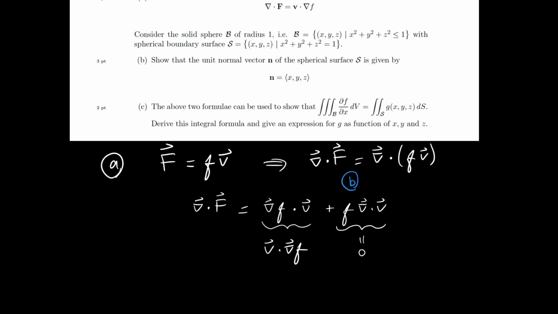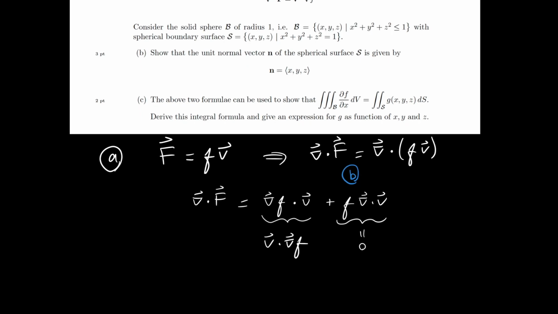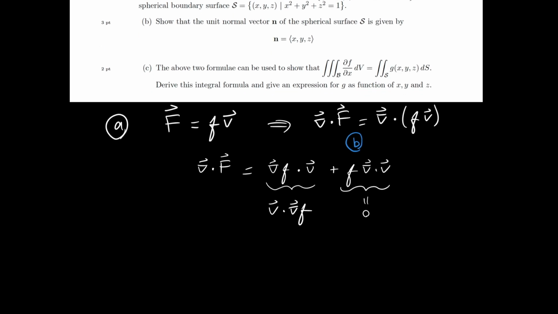So that definitely answers part A. So we go to part B. And in part B, we should find a unit normal vector of the spherical surface S. Okay. Now, there are a couple of approaches here.